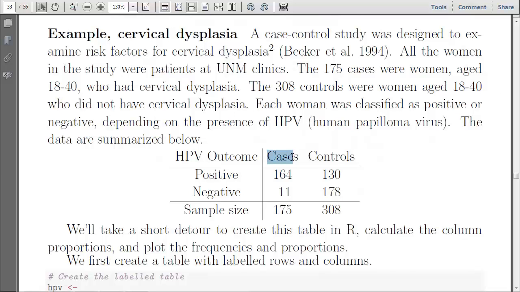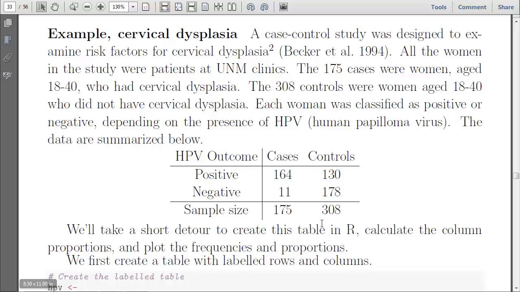Okay, so we've got cases and controls. These are whether they had cervical dysplasia or not. And we had that 175 total or 308 total. Now we have another variable, which is the HPV outcome. So each woman was classified as either positive or negative depending on the presence of the human papillomavirus. Fairly common virus for people to have.